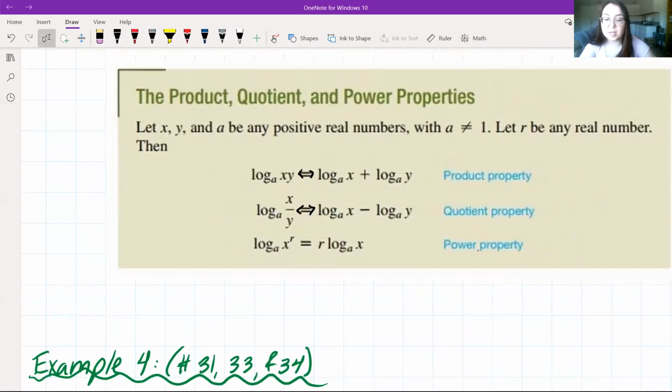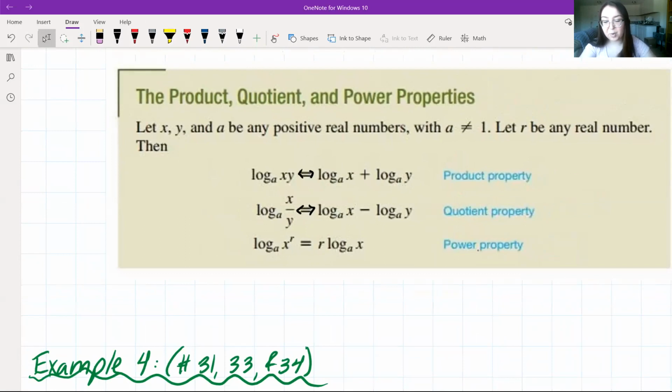So if we have log base a of x divided by y, we can turn this into log base a of x minus log base a of y. Or other way around, if you have log base a of x minus log base a of y, you can turn that into log base a of x divided by y. This is another way to simplify our logarithms.